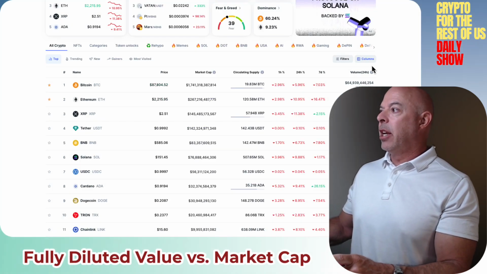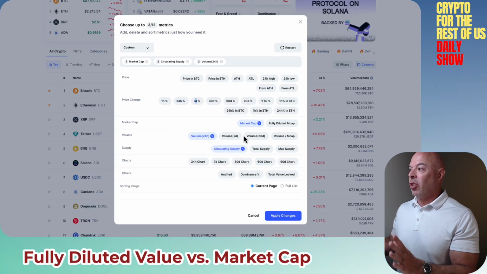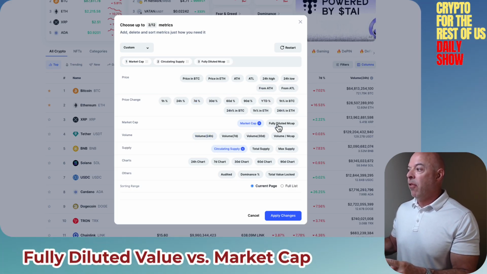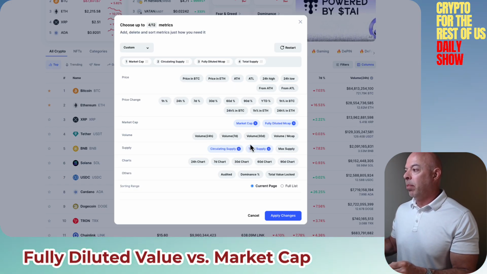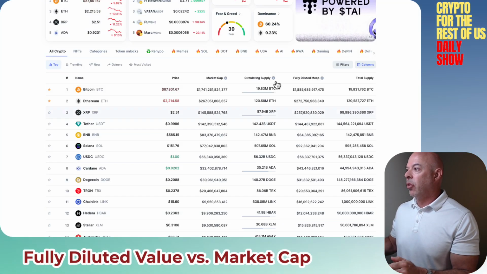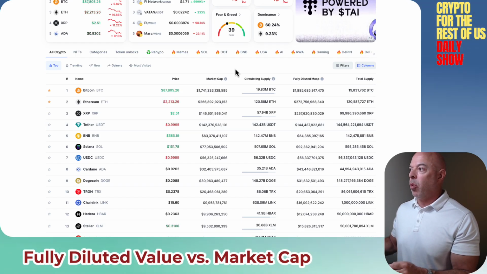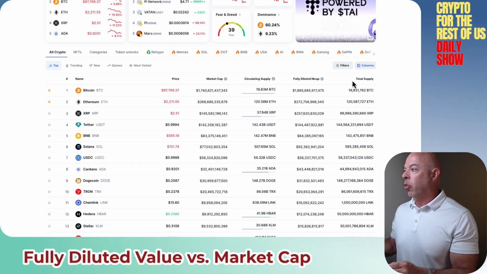On the right-hand side here, I just clicked columns, and you can turn things on or off. I'm going to turn a lot of things off to make this easier to see. We're going to keep market cap, fully diluted value, and circulating supply. Oh, let's look at total supply as well. Apply changes. Okay, here we go. It's still sorted on market cap. If I click one, it'll resort. You can see the circulating supply, fully diluted value, total supply.